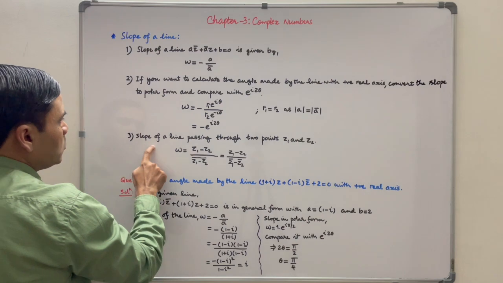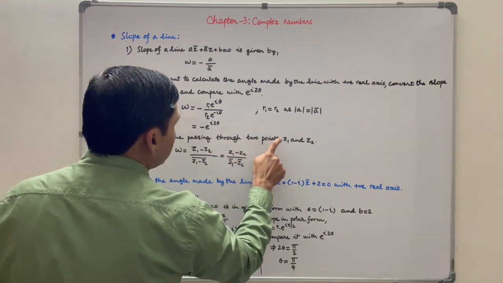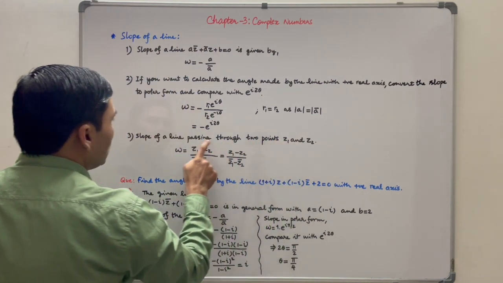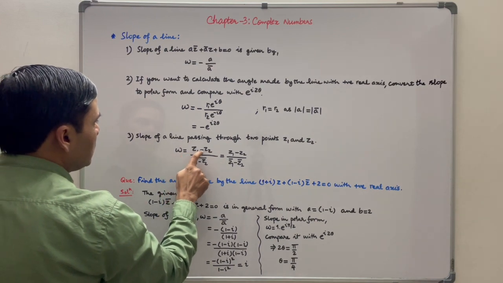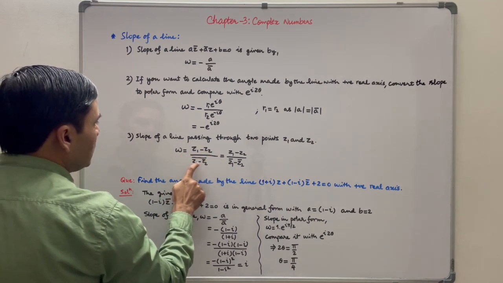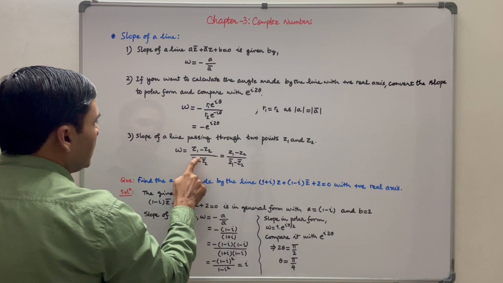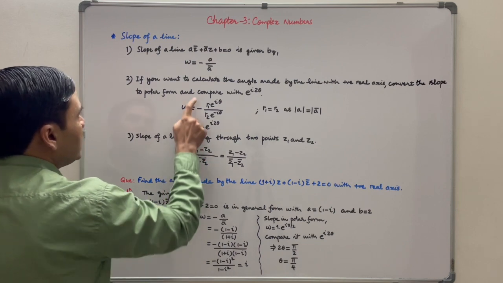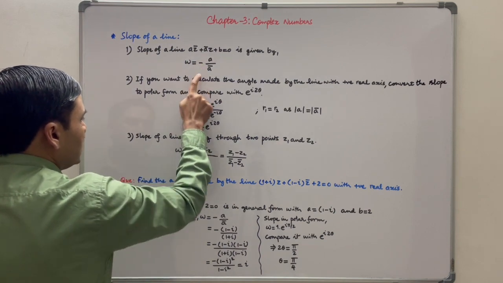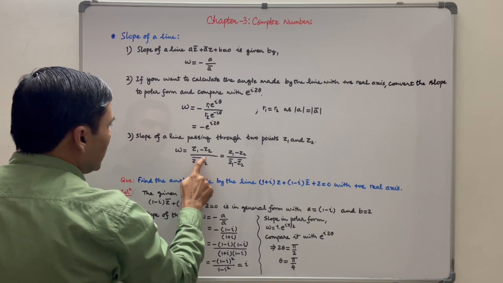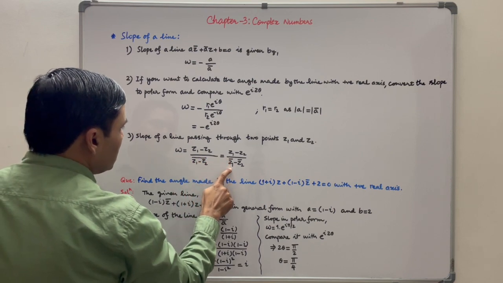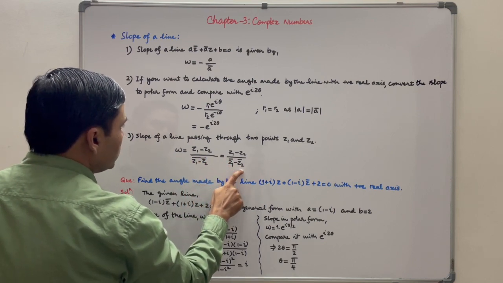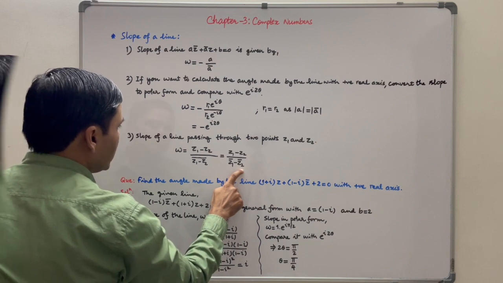Third point. Slope of a line passing through 2 points z1 and z2 is given by omega is equal to z1 minus z2 upon z1 minus z2 whole bar. Again, slope is in same form as this. z1 minus z2 whole bar can be written as z1 bar minus z2 bar using property of conjugate.